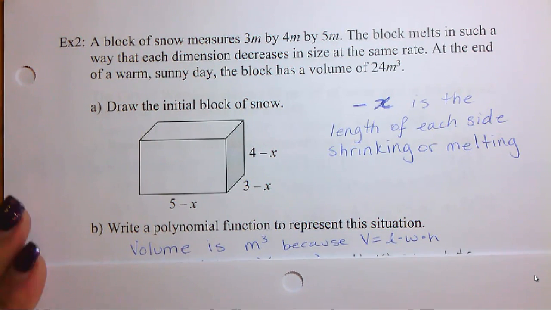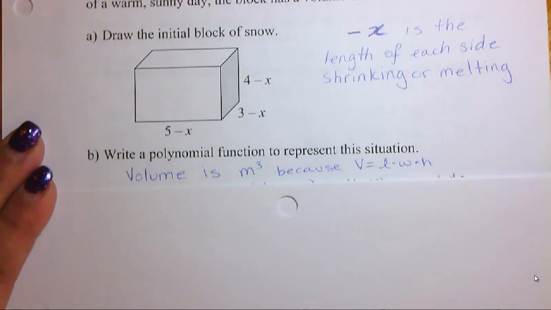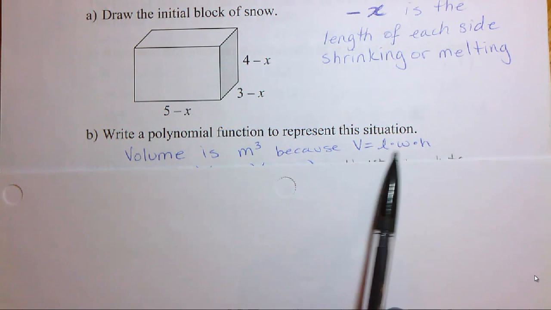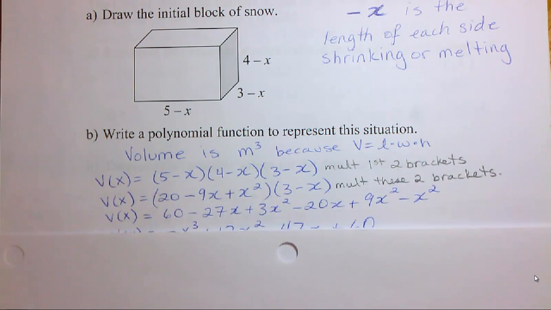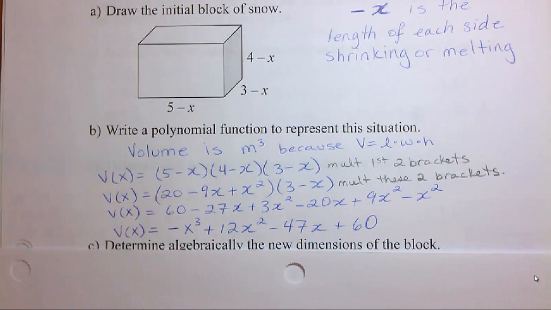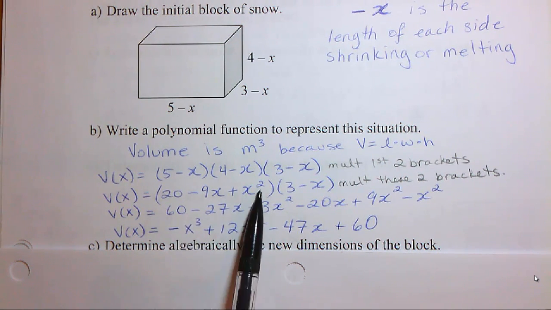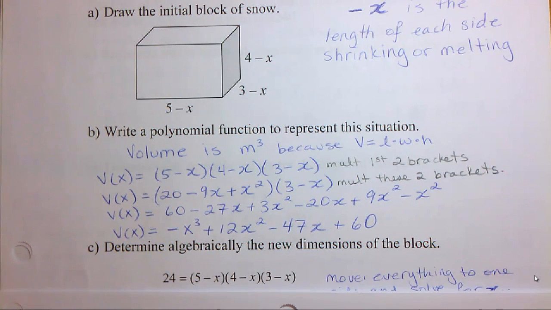And the polynomial to represent this function is going to be all 3 of those lengths multiplied together, because we know volume is length times width times height. And when we multiply everything through, this is the polynomial that we get. So you want to make sure you multiply these 2 first brackets together and then multiply the result of that with the third bracket.